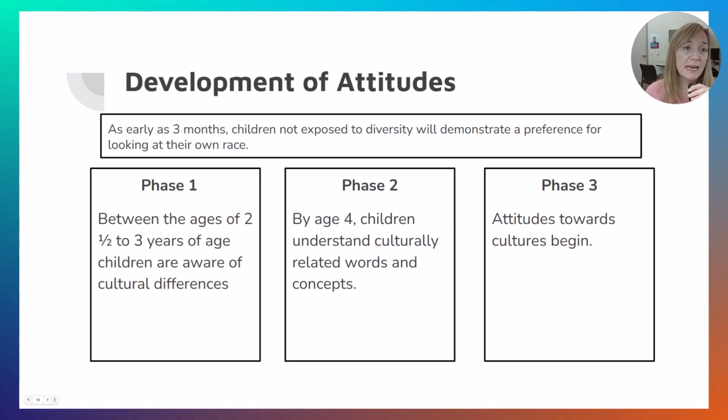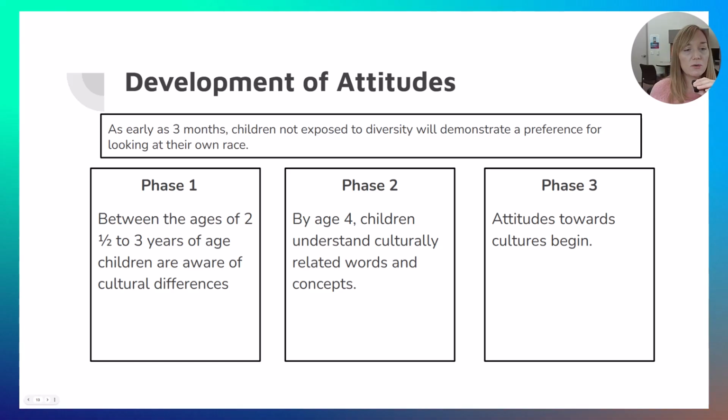Let's talk about how attitudes develop from a child development point of view. As early as 3 months, we see children not exposed to diversity will demonstrate a preference for looking at their own race. They'll look longer at races that identify more similarly with their own, and that's because they haven't had that exposure to different face structures, different diversity around looks. And then from there, we also see some additional development around attitudes.